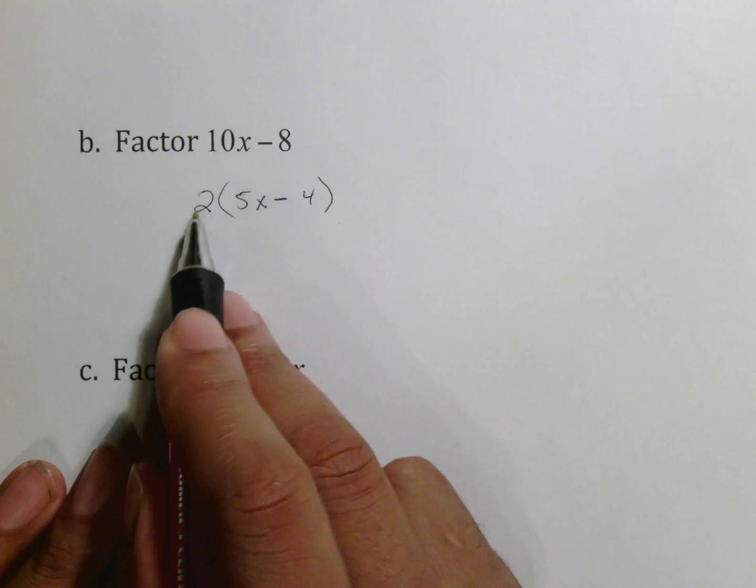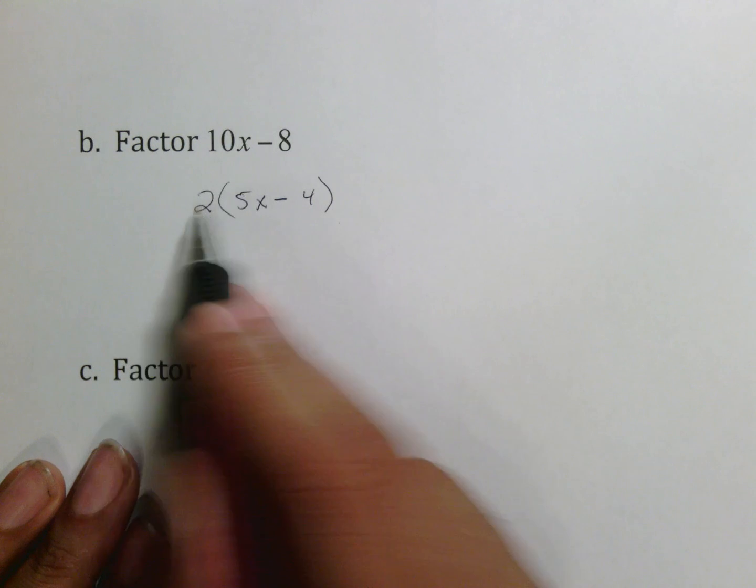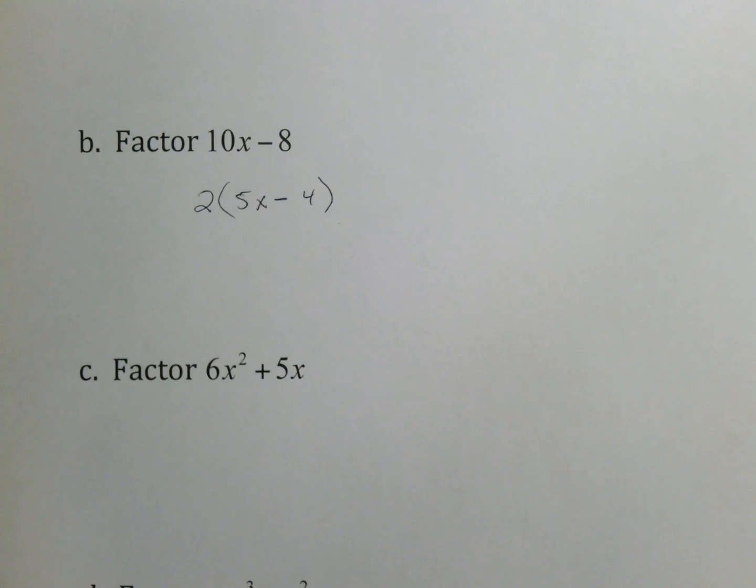Do a quick check. 2 times 5x is 10x. 2 times 4 is 8. The minus went along for the ride. That is all.